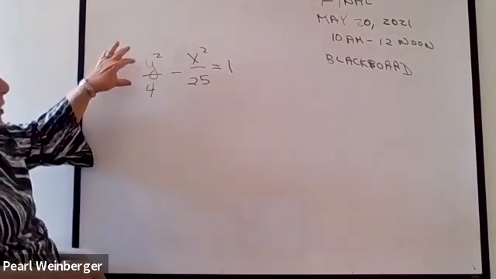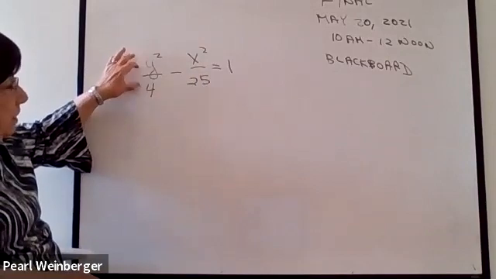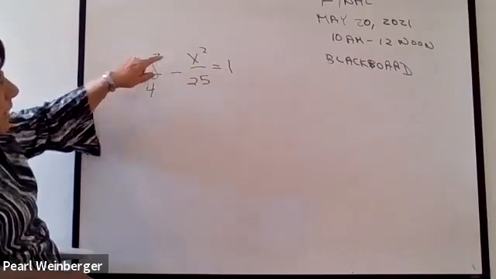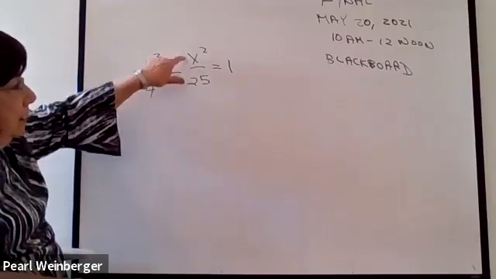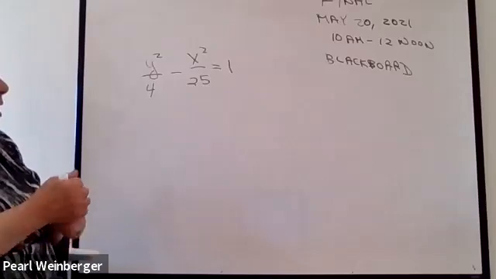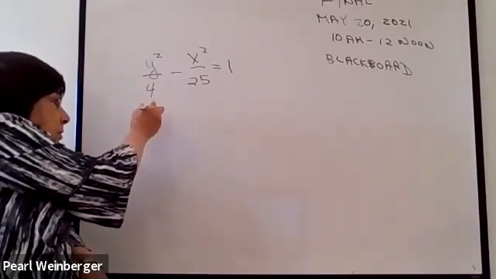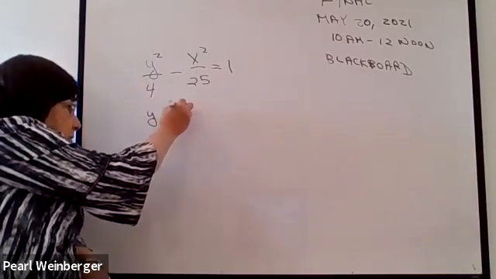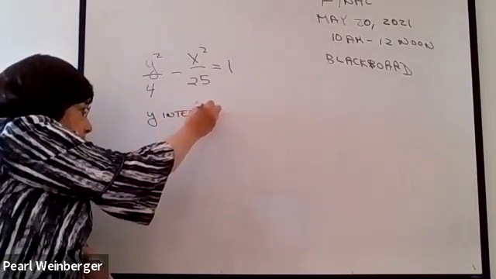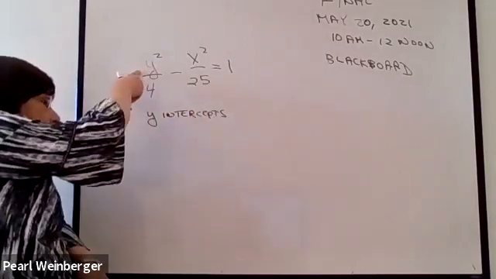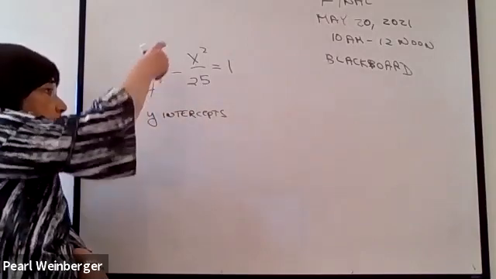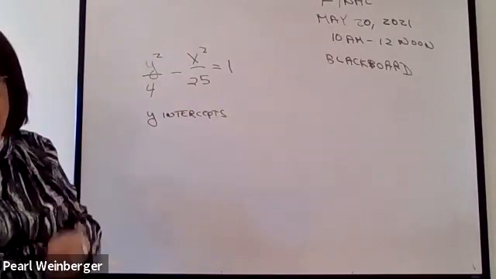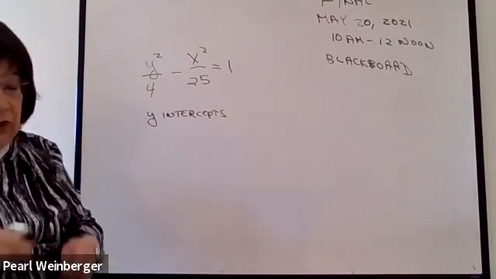The way we decide which it is, we look for the one that's positive. In this case, the y squared is positive, the x squared is negative because it has a minus in front of it. In that case, we're only going to have y-intercepts. So when the y squared is positive, you have y-intercepts. If it had started out x squared minus, and the y squared was negative, you would have had x-intercepts.